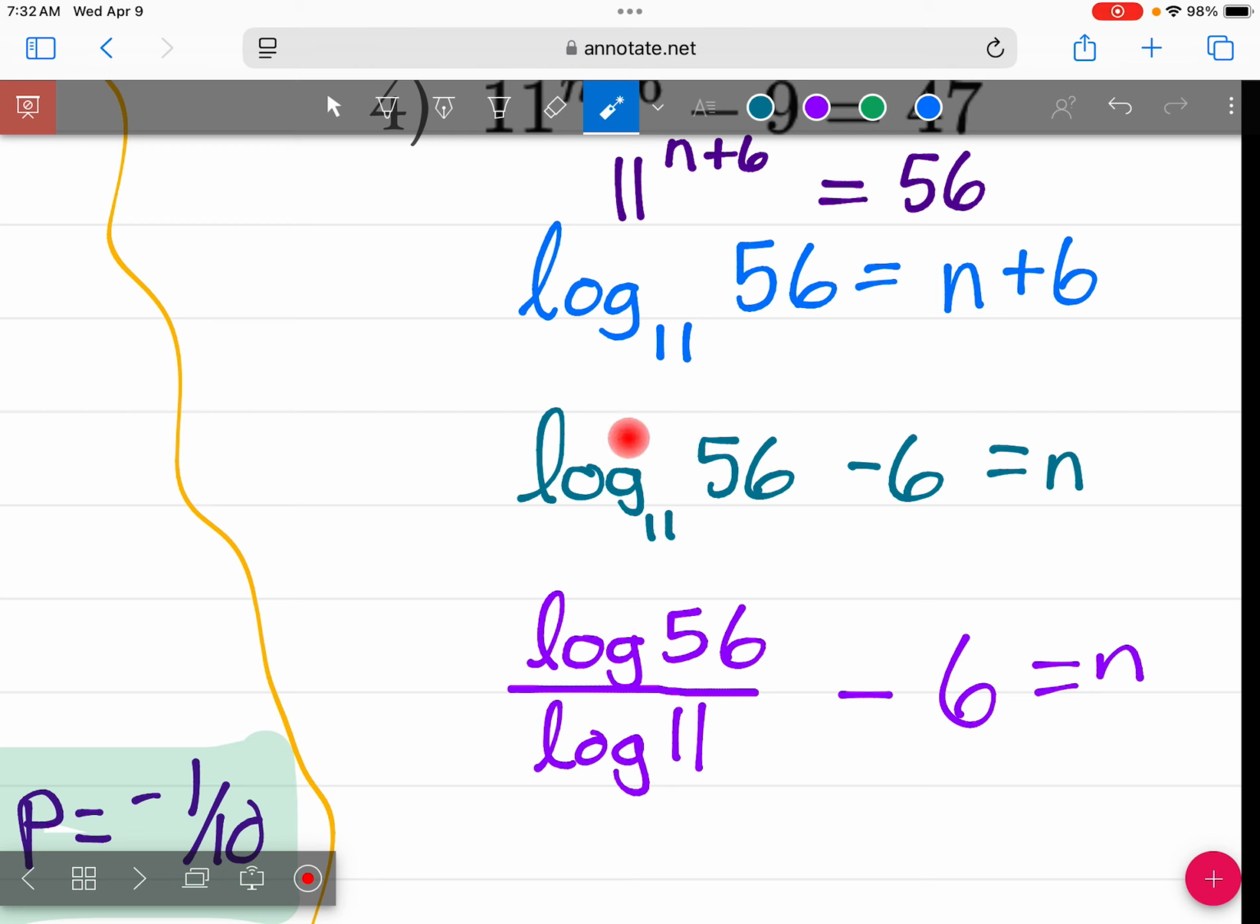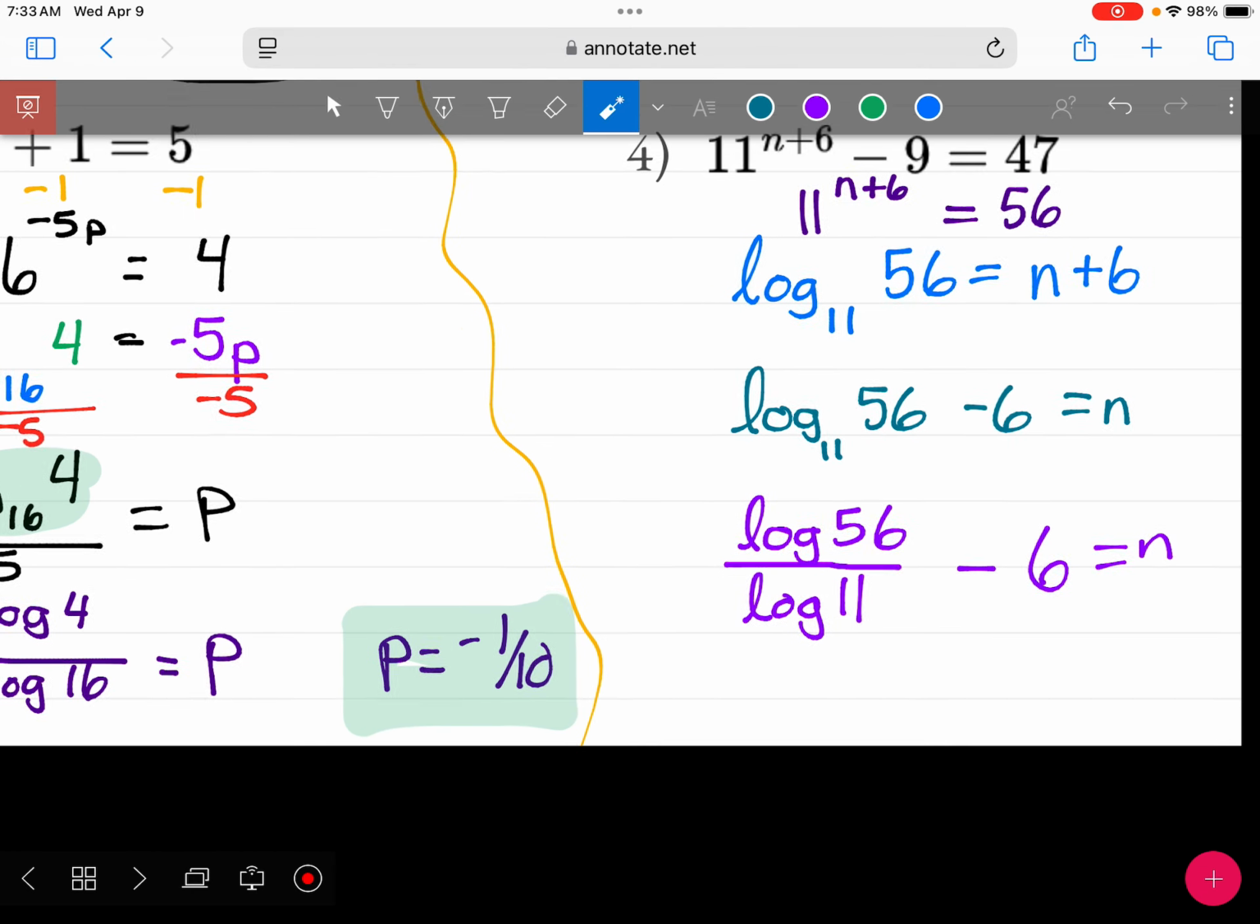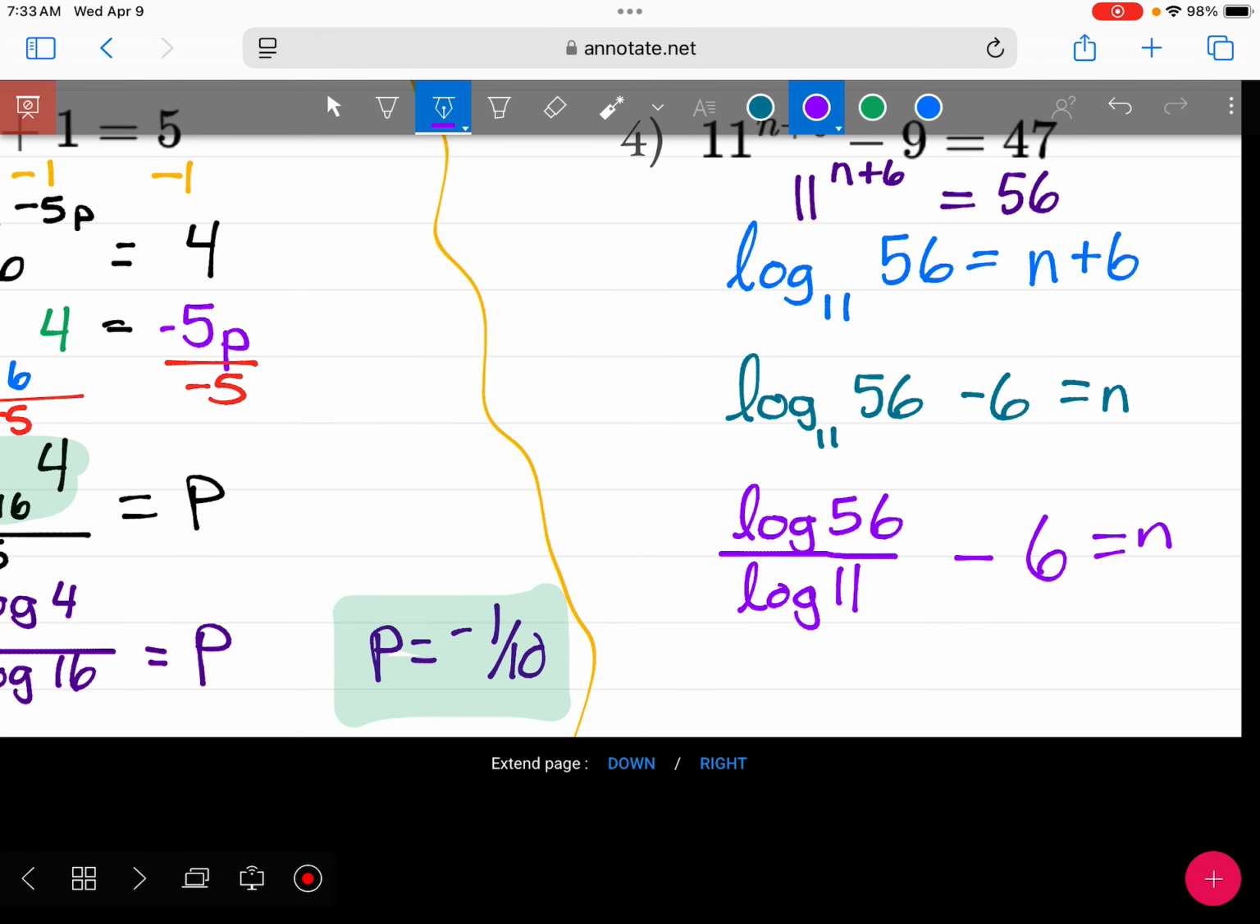You can also, if it hurts you to have to think about this order of operations, switch it here to be change of base and then subtract your 6, and that would make it so you don't have to think it quite as hard. But it's also totally fine to wait till the end to do your change of base. So we're going to get a decimal answer of what for our n?